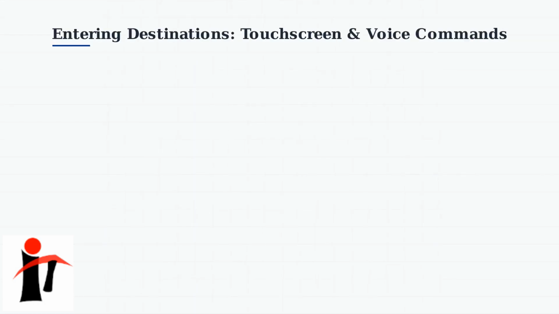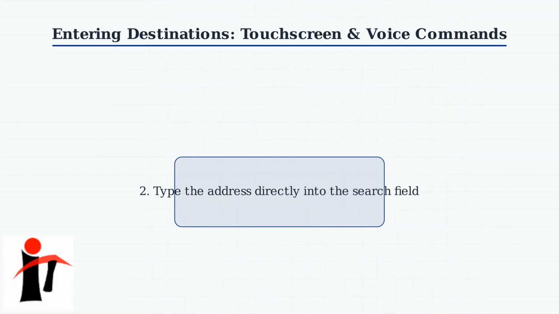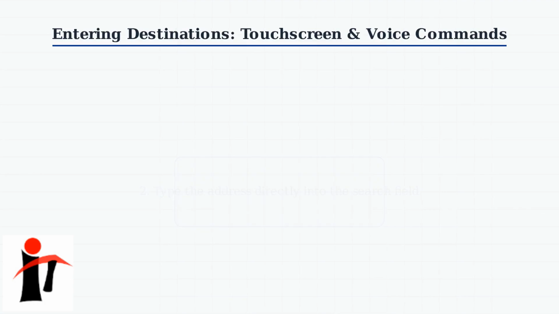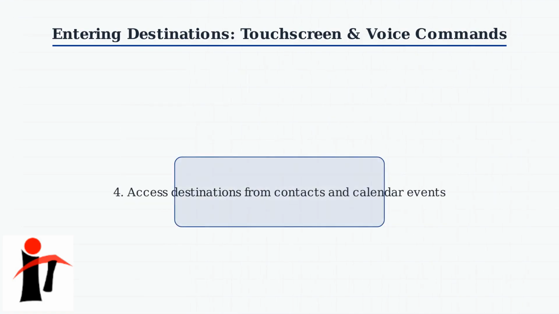There are several ways to enter a destination in your Tesla Model 3 navigation system. First, tap the navigation icon on the 15-inch touchscreen to access the navigation menu. You can then type the address directly into the search field that appears. Alternatively, use voice commands by saying navigate to location or using natural language like take me to the nearest coffee shop. The system also integrates with your contacts and calendar events for easy destination selection.